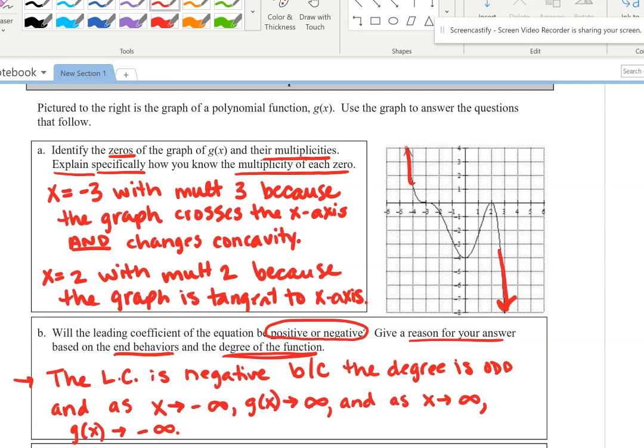Okay, it's opposite, right? So the degree is odd, and as x approaches negative infinity, in other words, you're describing the end behavior on the left, g of x is approaching infinity. And as x approaches infinity, which is down here, g of x is approaching negative infinity. And this is the proper notation to indicate falling. Okay, so we want to be able to utilize that mathematical language.